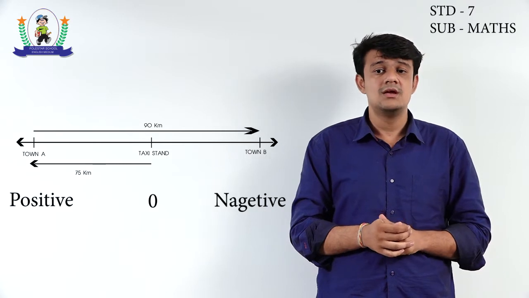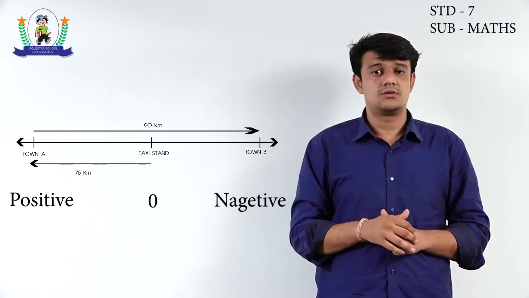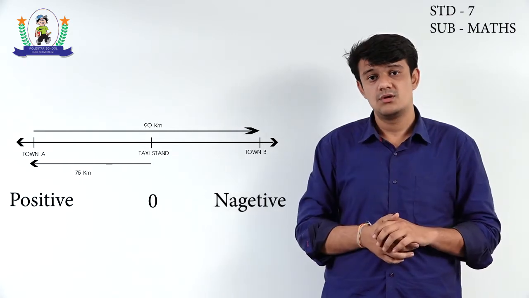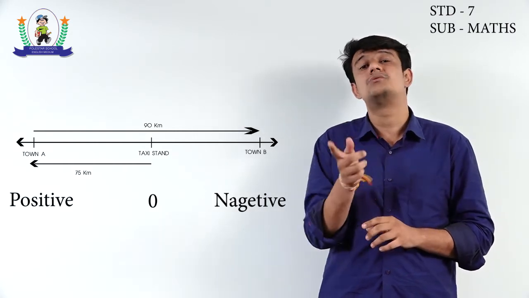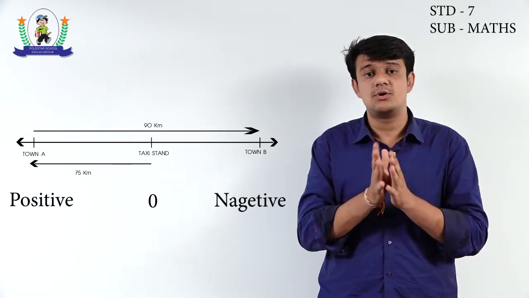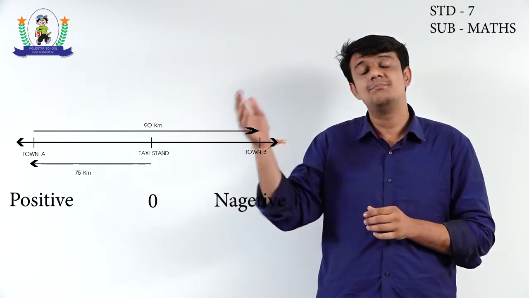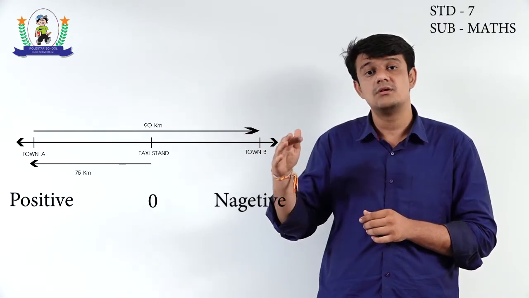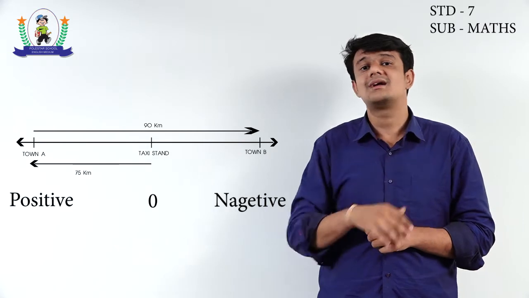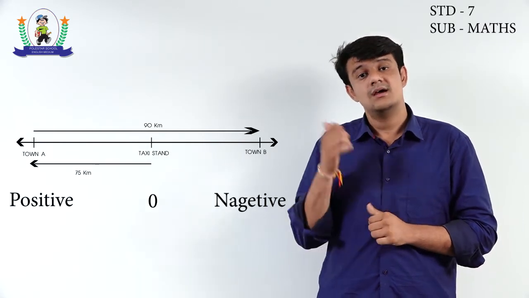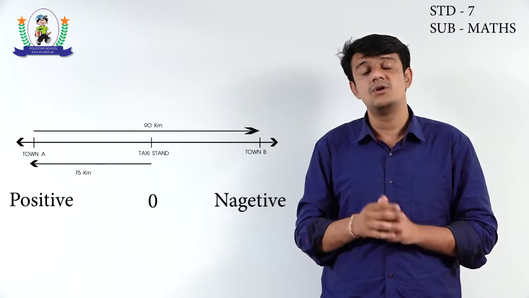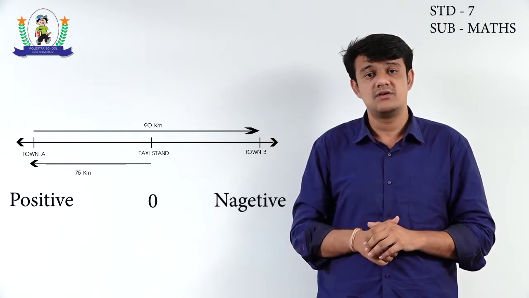If the distance towards the south is denoted by a positive number, then how will you represent the distance traveled towards the north? See, over here south represents the positive. So we know that north and south are opposite of each other. And if south represents the positive, then north represents the opposite of the positive, that is negative. So in the second answer we have negative, because both the things are opposite of each other.